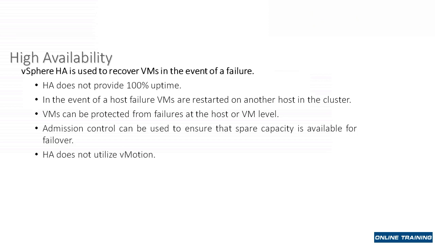And one final point about HA. It does not utilize vMotion. Don't confuse HA with DRS or with vMotion. High availability does not utilize vMotion in any way, because vMotion is used for running virtual machines that are up. With high availability, if a host fails, my virtual machines are down.